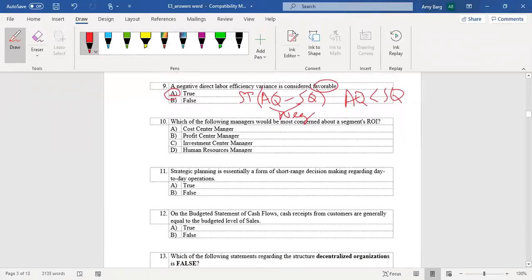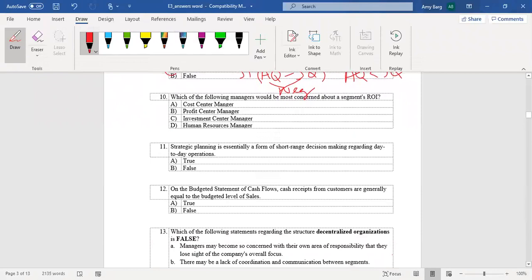Which of the following managers would be most concerned about a segment's ROI? So ROI is return on investment. A cost center manager is concerned with costs, a profit center manager is concerned with profits, and an investment center manager is concerned with investments. He is absolutely concerned with the return on investment. So number 10 is C.